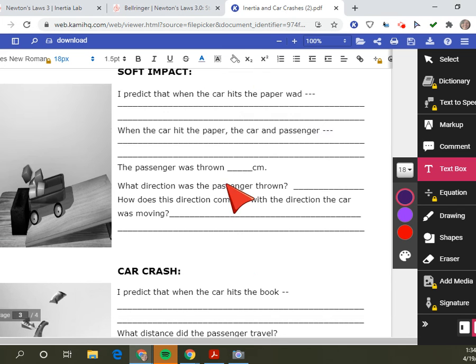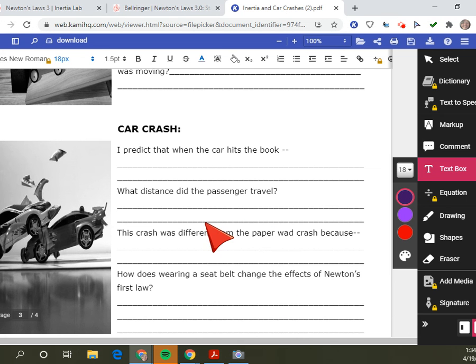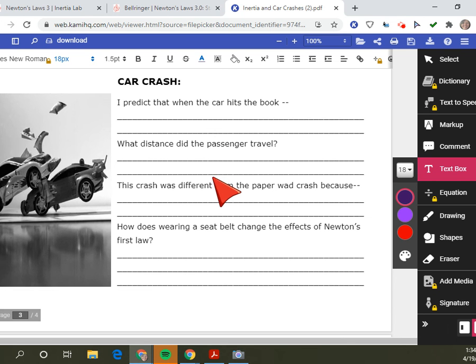So it's just what direction we're going to see. In the car crash one, it's going to ask you kind of the same questions, a little bit of the same questions. We're going to think through that. But this time we're going to have a little bit more things to crash into. Okay.